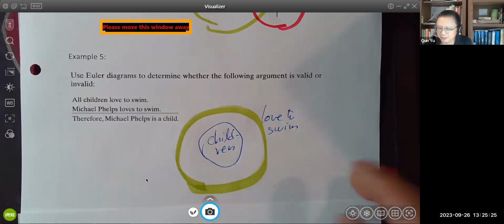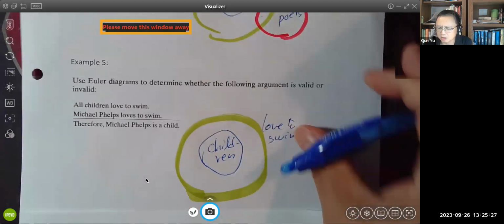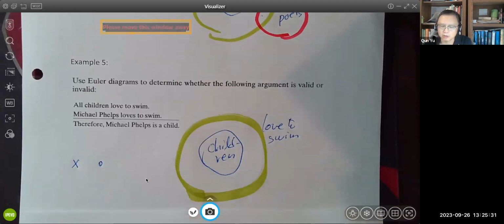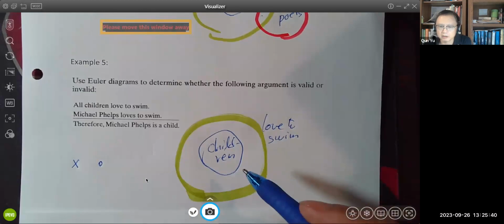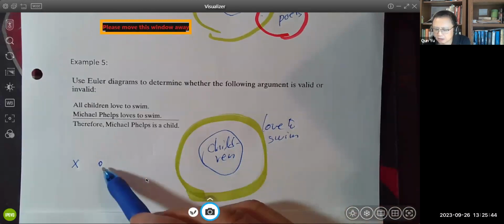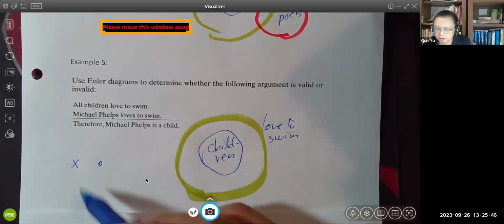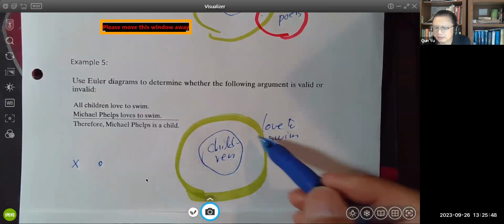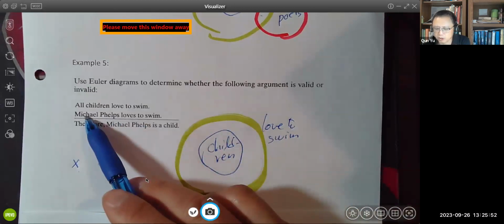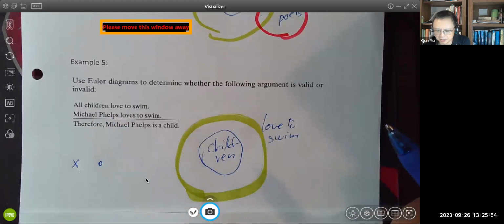But it doesn't matter for us. He's just an individual. So we use either a cross or a dot in your Euler diagram to represent an individual item or individual person. You don't use a circle to do that. So Michael Phelps loves to swim. So I need to put this dot or cross either inside the green circle. Anywhere is fine to fulfill the requirement of the second premise, right?